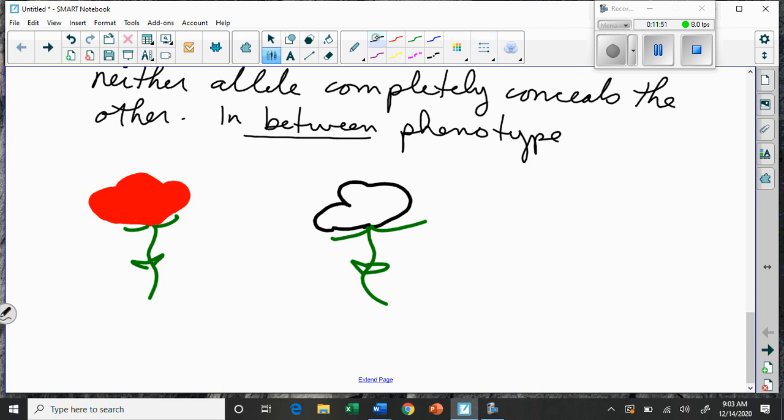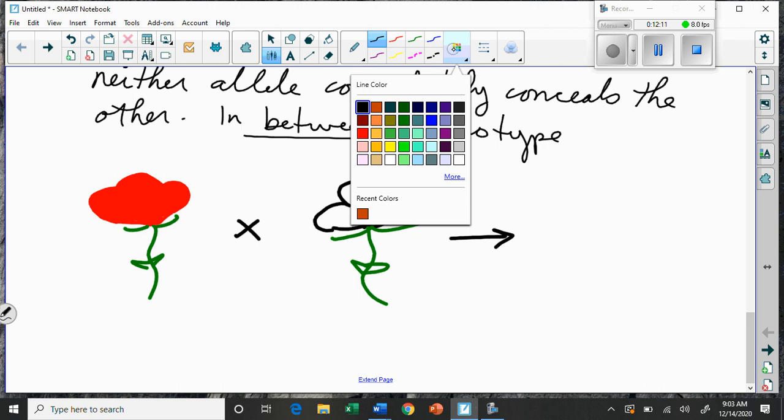So when we cross these two, what we end up getting is a situation where the red cannot completely mask the white, or vice versa. But instead of getting a flower that has red and white all through it, we get a mix of the two traits, and the flower comes out in a pinky color.